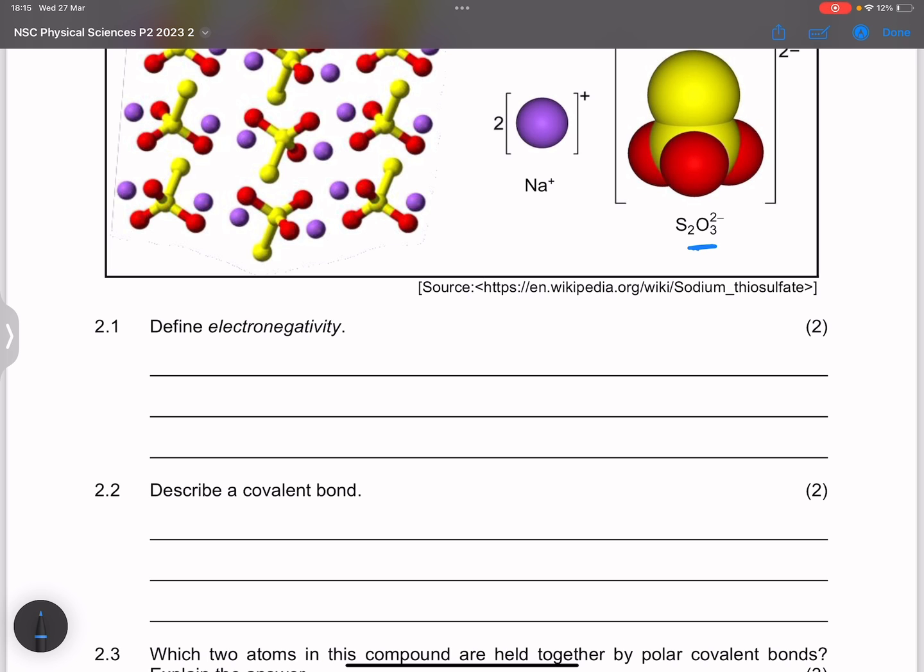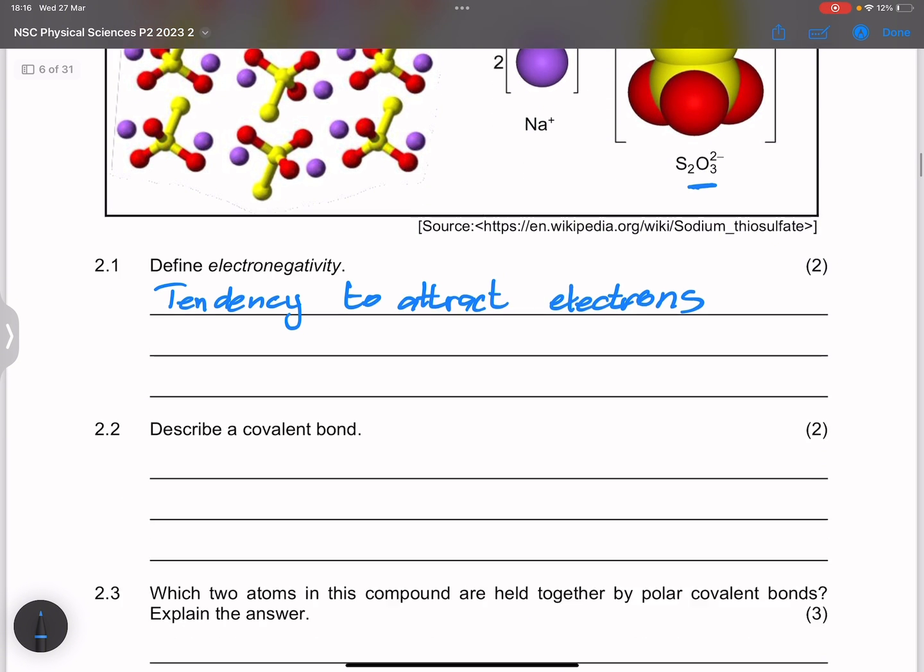So remember what electronegativity is. It's the measure of the tendency of an atom to attract electrons towards itself, right? Or a bonding pair of electrons. So in this case, I won't write that out. Remember, it's the measure of the tendency to attract electrons. So please remember that definition. That's something that you just need to keep in mind.